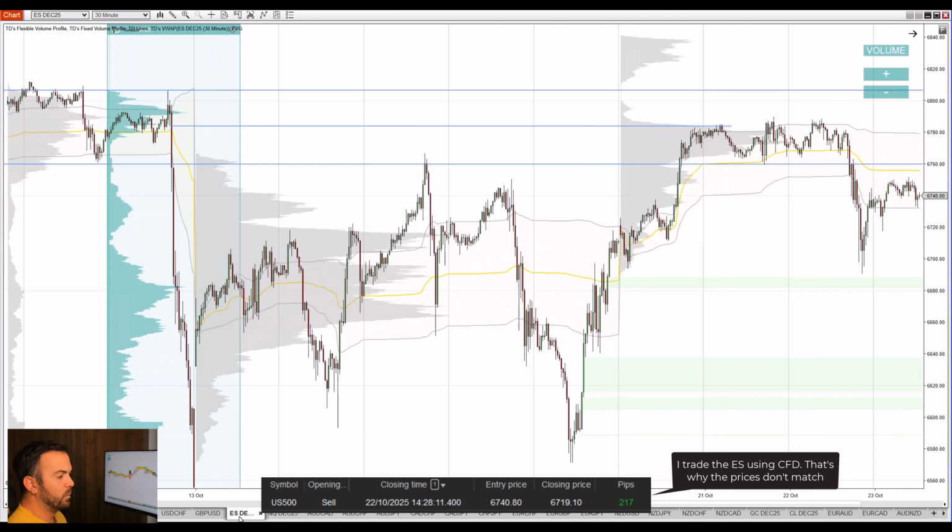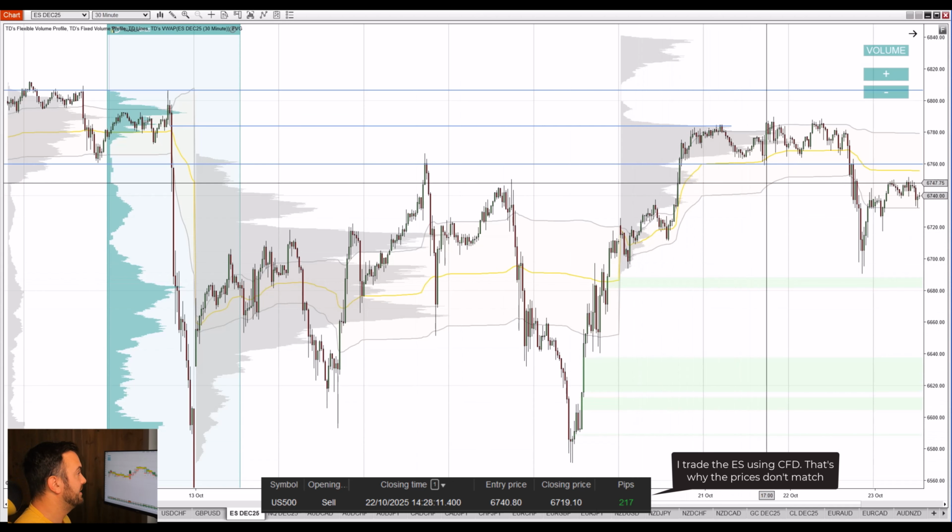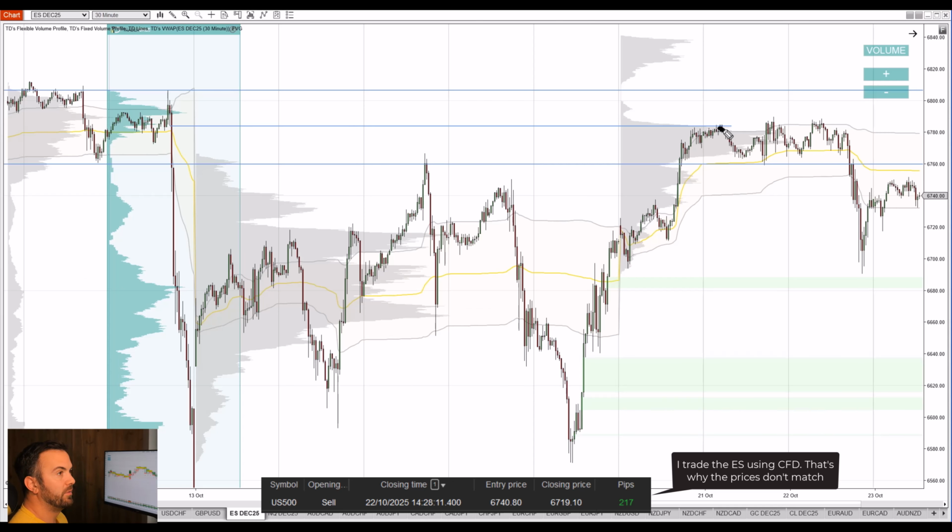Alright, but if I wasn't in two heavily correlated trades, I would try to get more out of this trade on the ES. As I was saying, I was going for this take profit here. So if there wasn't that trade on the NQ, I would go for this. Alright, so that's about it. That's how the trade went.